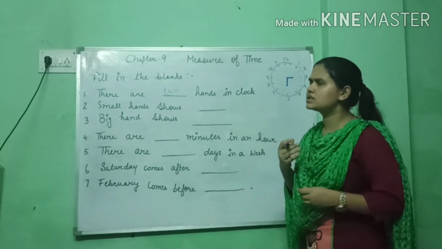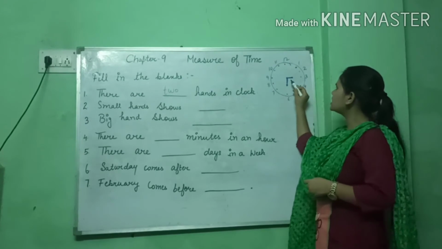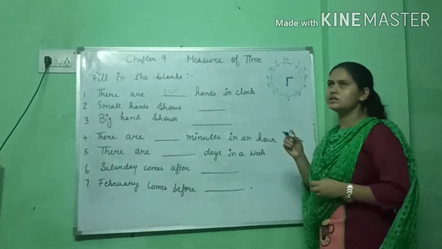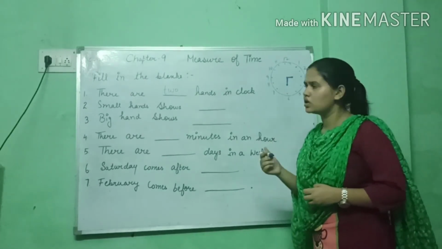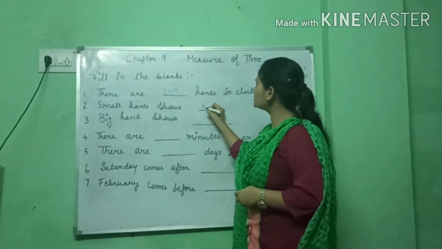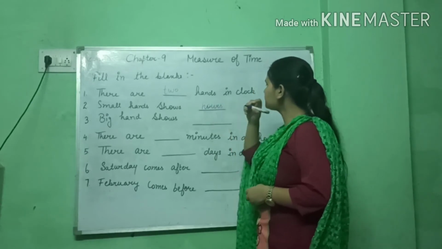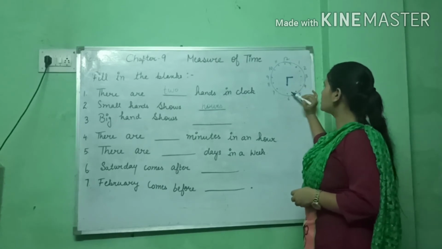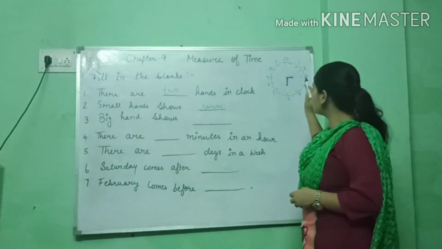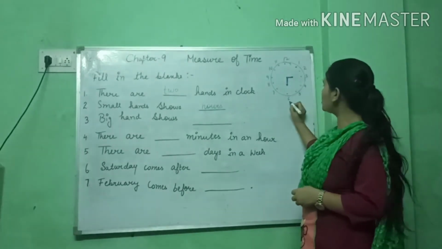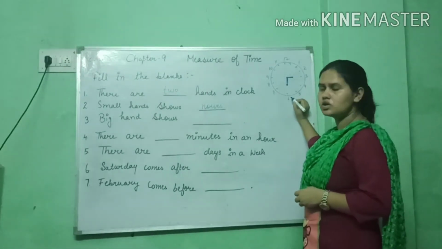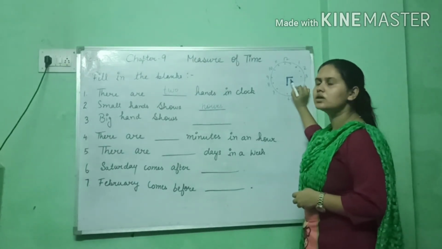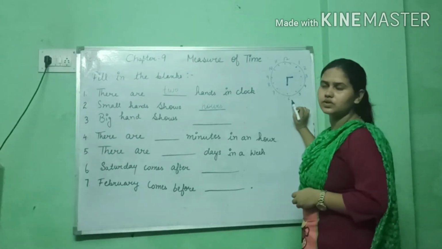Now, on to the next point. Small hand shows dash. You can see here the small hand shows hours, right? How much hour is it right now on the clock? So the small hand shows hours. If the short hand is on 3 and the long hand is on 6, it means 3:30, right? The long hand shows minutes, and the small hand shows the hour. So it's 3 hours 30 minutes, right?